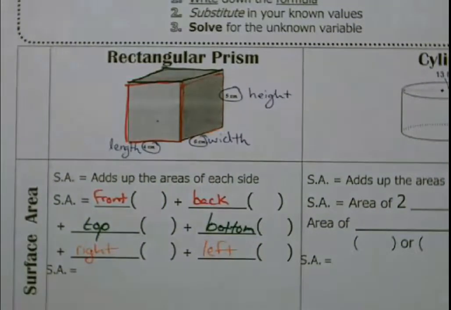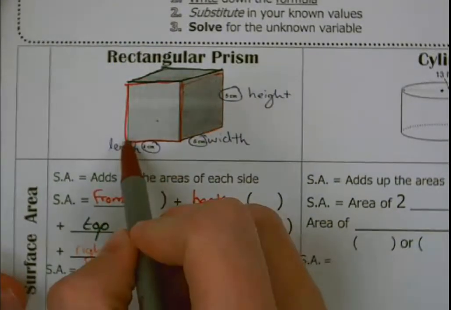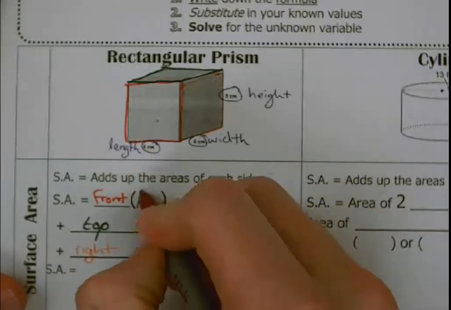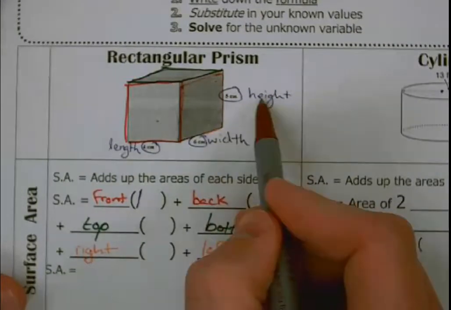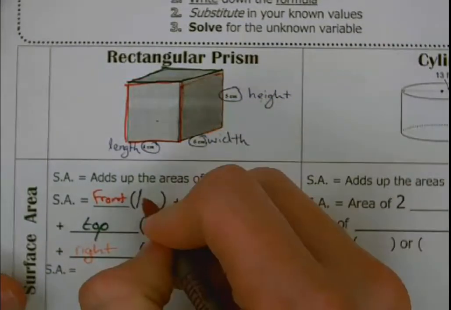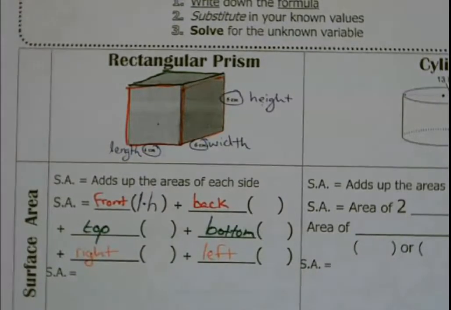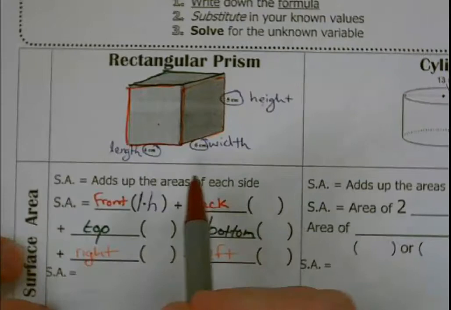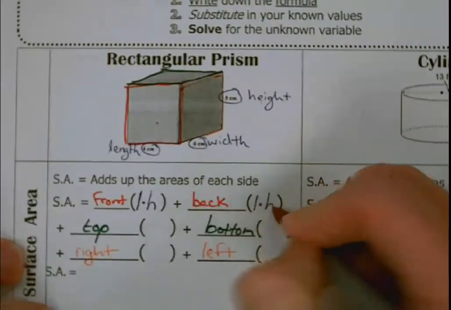Let's see if I can find some areas. Well, the first one I see is this front, and I need 2 measurements for the front. I see we've got length, which I'm going to put for L, and then this side, which doesn't have a measurement, but I see that it lines up with the height. So I'm going to put in H. L times H, and that's going to be the area of my front. Now a little shortcut I'm going to take is that I know the area of the back is the same as the area of the front. So that's also going to be L times H.